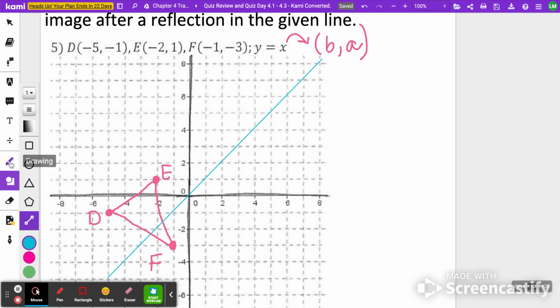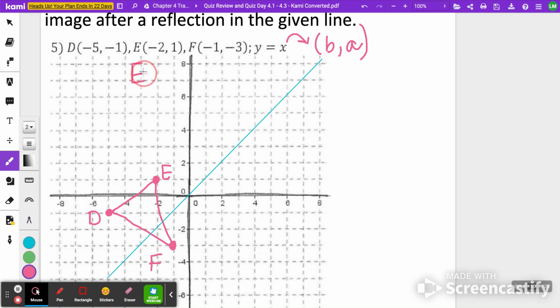So point E, instead of being at -2, 1, E prime is now going to be at 1, -2. And I'm going to do that in a different color just so we can see the differences there. So here is E prime. F, instead of at -1, -3, is now going to be at -3, -1. So kind of overlapping here. And then D prime, instead of -5, -1, is at -1, -5 down here.